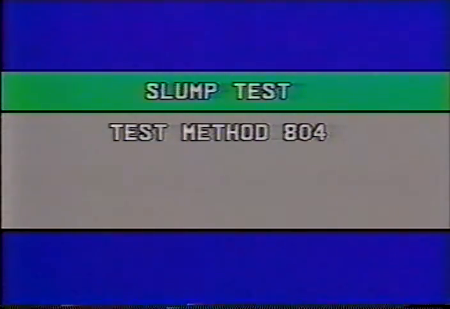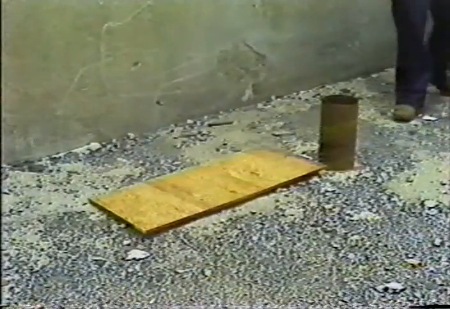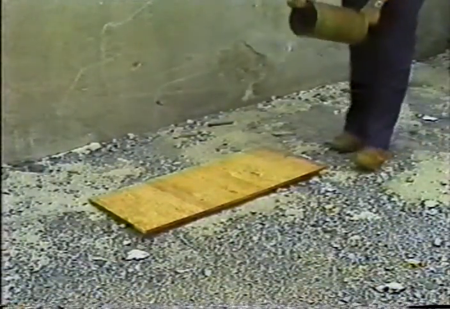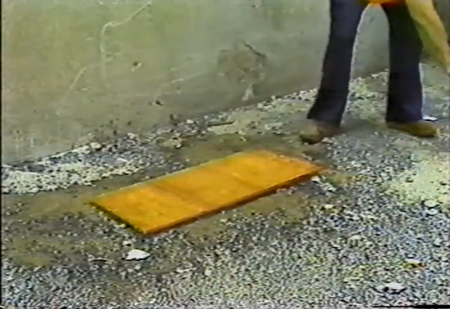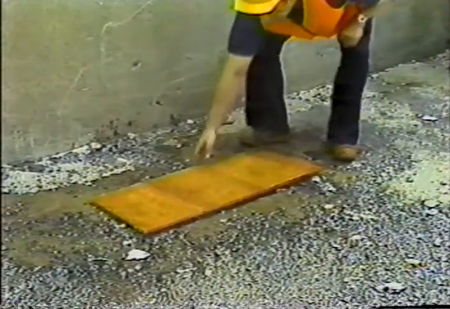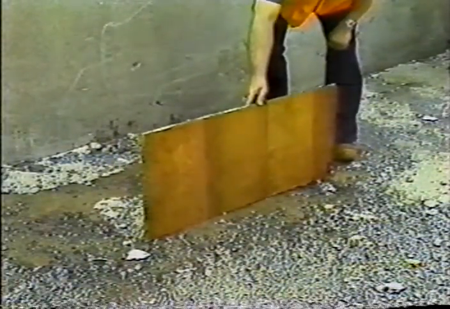The procedure that you'll see here is based on test method number 804. The construction manual covers the procedures and the equipment used. You need to run one slump test for every 100 cubic yards of concrete placed. To run a slump test, you need first a rigid, stable base that won't absorb water from the concrete sample. A wet piece of plywood is fine. Just make sure there's no freestanding water on it, because that would affect the concrete.